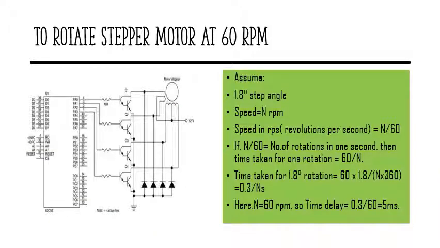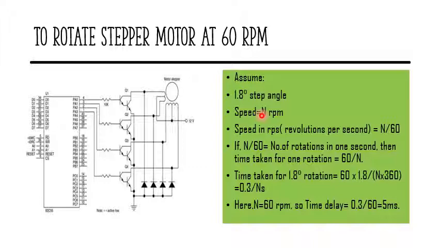Now let us see how to rotate a stepper motor at 60 RPM. It is assumed that a stepper motor with 1.8 degree step angle is used. The circuit diagram for rotating the stepper motor at 60 RPM is shown here with 1.8 degree step angle. If the time delay for each step is controlled, the speed of the motor can be controlled. Let us assume that the required speed is n RPM.